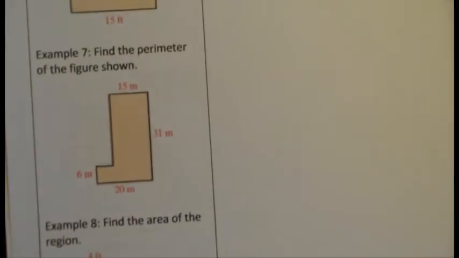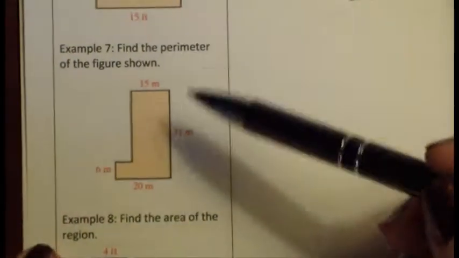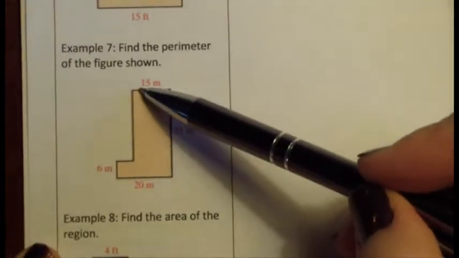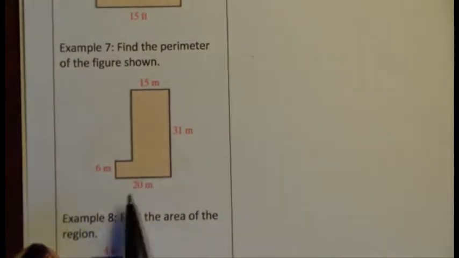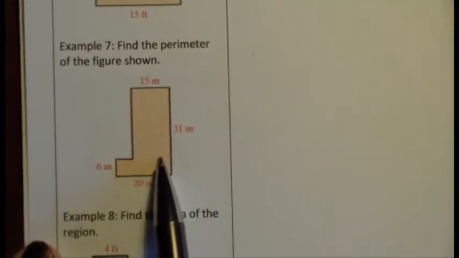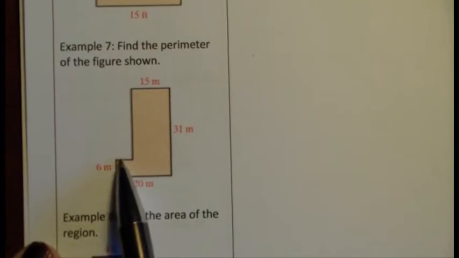All right, example 7. Again, we're doing perimeter. We're missing the side lengths for this little part right here. We know the entire length here is 20 meters long. From here to here is 15, so this part has to be 5.